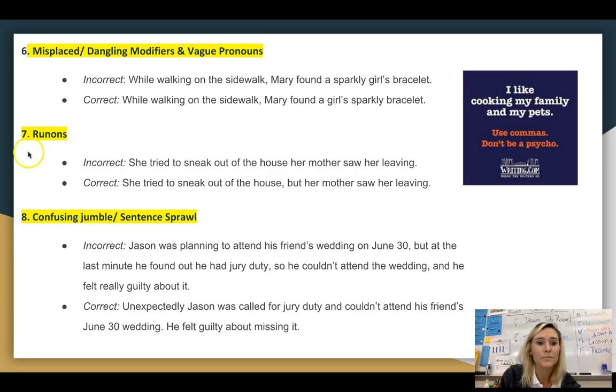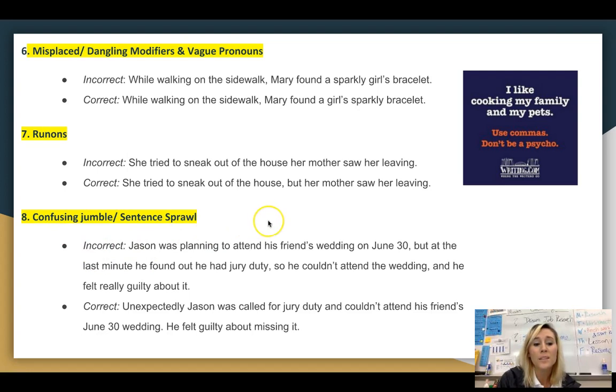Be careful. All right, what about run-ons? She tried to sneak out of her house. Her mother saw her leaving. Ooh, those are two complete and different thoughts. She tried to sneak out of the house. Her mother saw her leaving. Those are two independent phrases. So you can't just smoosh them together. You have to separate them. You can put a period here, or you can put a semicolon there, or you can use a comma and a conjunction. Those are your three options.